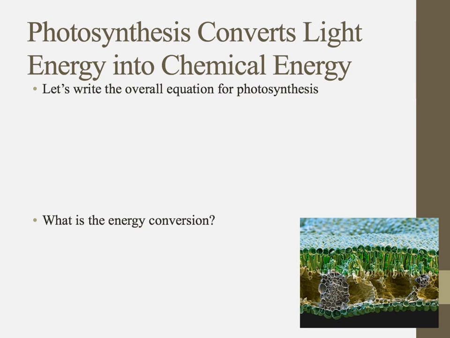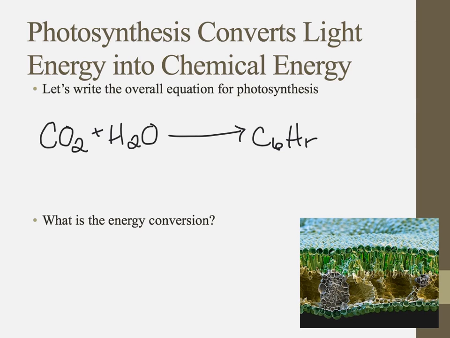Let's start with the overall equation for photosynthesis. Plants and other things are going to take carbon dioxide and water, and through the magic of photosynthesis, they're going to turn that into glucose, C6H12O6, plus oxygen.